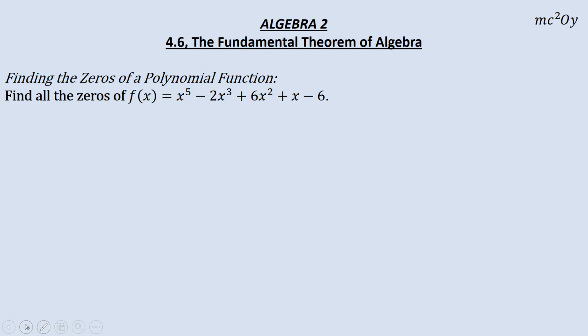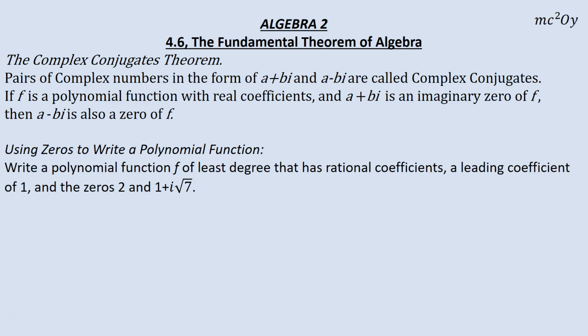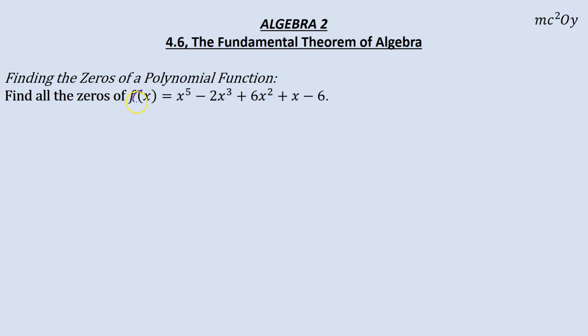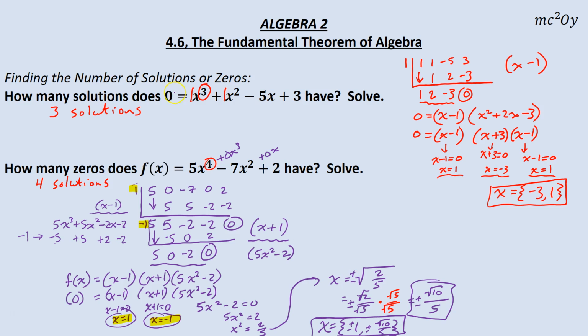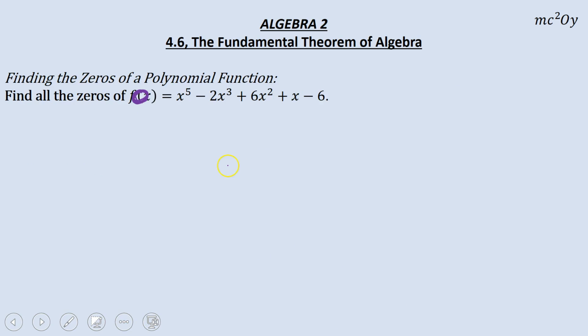So let's go ahead and take a look at that. Let's look at this one. So find the zeros of the polynomial function. The first thing I'm going to do is I'm going to look at this, and I'm going to say, well, if I'm going to find the zeros, I'm going to set this part equal to 0. So I'm going to plug 0 in for f of x. Okay? And then from there, once again, I can't factor anything. I'm going to do synthetic division.